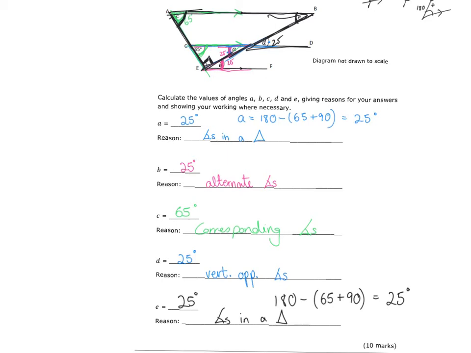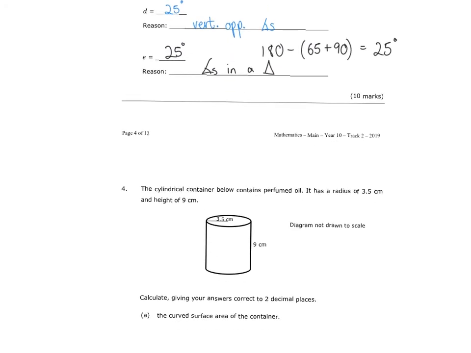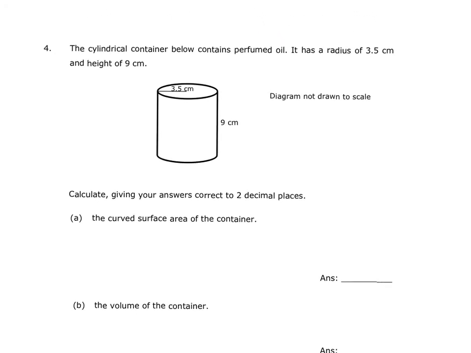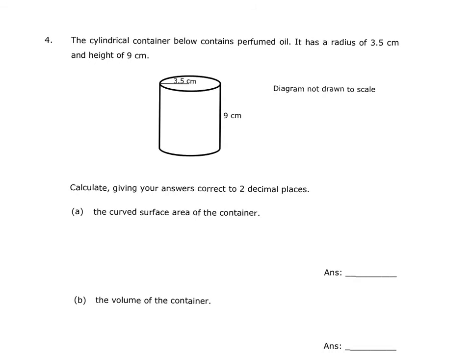And question 4. Topic of cylinders. The cylindrical container below contains perfumed oil. It has a radius of 3.5 centimeters and height of 9 centimeters. Calculate, giving your answer correct to 2 decimal places, the curved surface area of the container. Don't forget, the curved surface area is the one that when cut, it will open up. So the curved surface area is this one. This is the curved surface area.